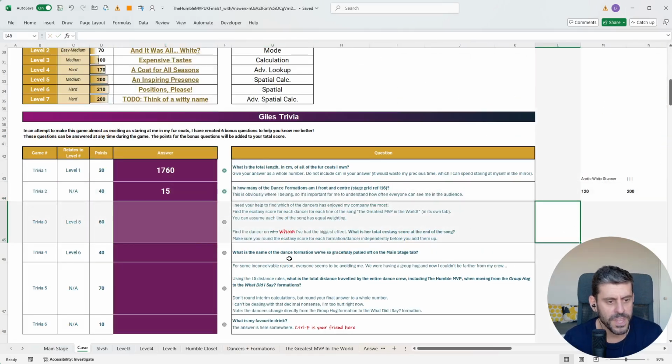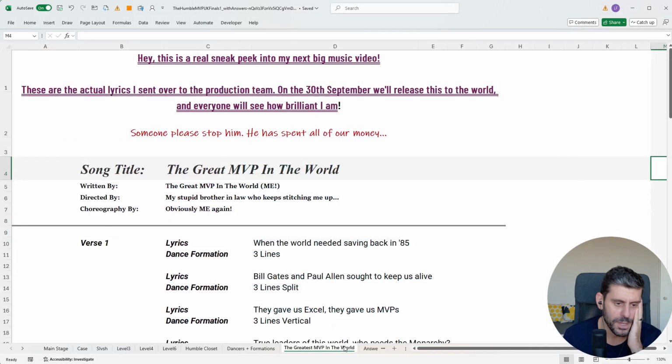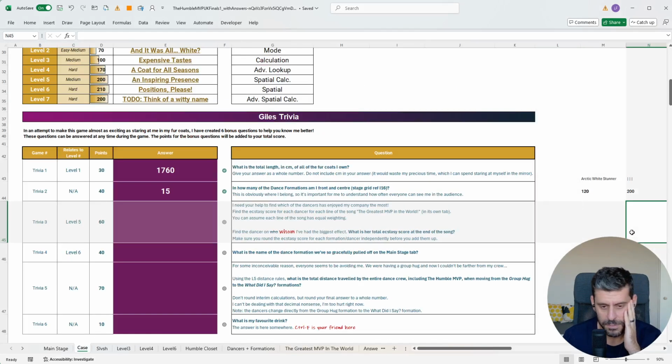Yeah, it was. I need your help to find which of the dancers has enjoyed my company the most. Find the ecstasy score for each dancer, for each line of the song, the greatest MVP in the world. In its own tab, you can assume each line of the song has equal weighting. Find the dancer on whom I have had the biggest effect. What is your total ecstasy score at the end of the song? I went into solving this just to find out that I did not understand what is asked, and also now I'm not understanding what is asked.